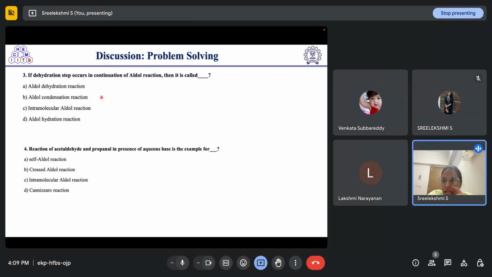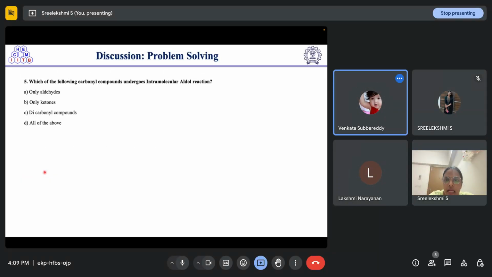And then this reaction of acetaldehyde and propanal in presence of aqueous base. Which type of reaction is it? Self-aldol, crossed-aldol, intramolecular aldol or Cannizzaro reaction? Self-aldol means two molecules of acetaldehyde reacting. Here two different aldehydes are reacting, both different substrates, so it is a cross-aldol reaction. Intramolecular means both carbonyls are present in the same compound. So this is an example of crossed aldol reaction.